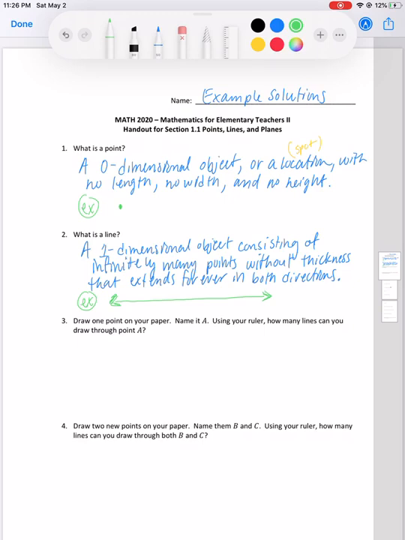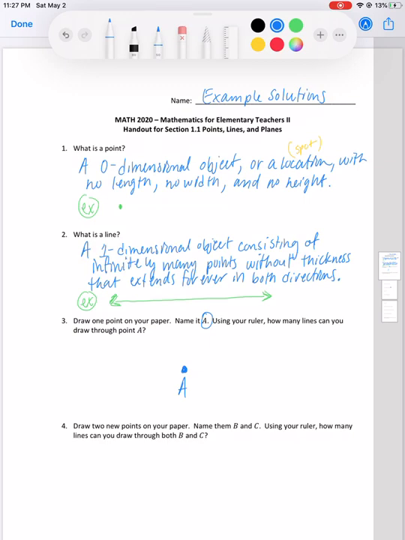All right, so now we're going to do something with these two objects. Draw one point on your paper. I'm going to draw a point, a dot, and name it A. Points are named with capital letters. So if we talk about an object here, like A, we know it's a point because it's a capital letter.